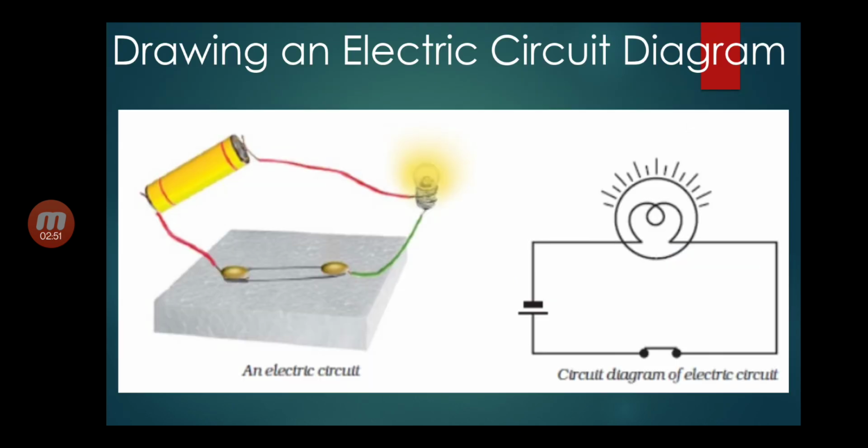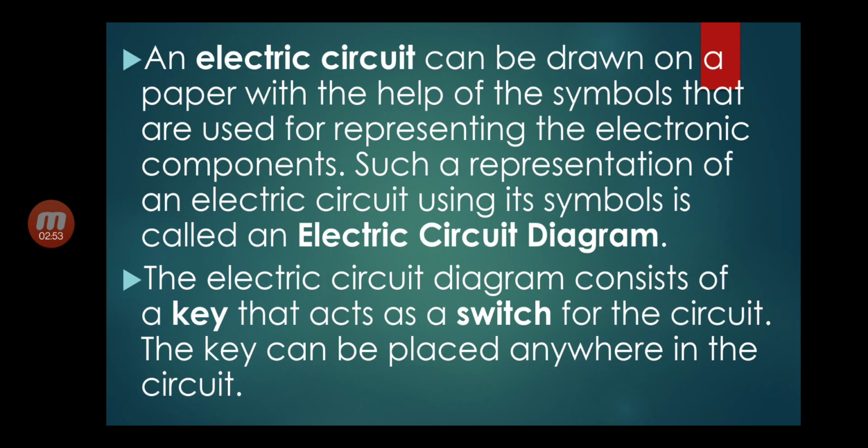An electric circuit diagram can be drawn on paper with the help of the symbols that are used for representing the electric components. Such a representation of an electric circuit using its symbols is called an electric circuit diagram. The electric circuit diagram consists of a key that acts as a switch for the circuit. The key can be placed anywhere in the circuit.